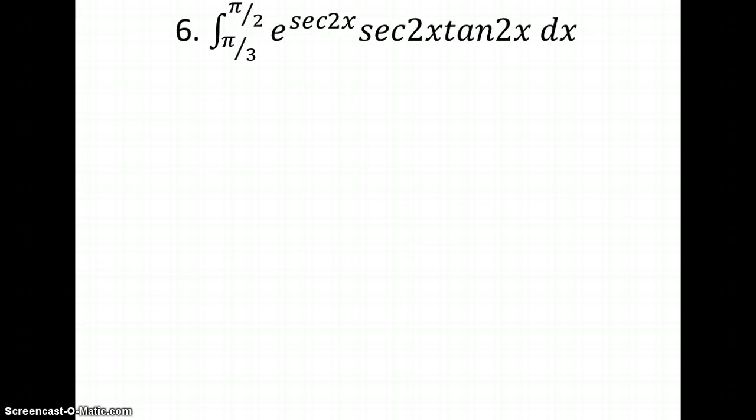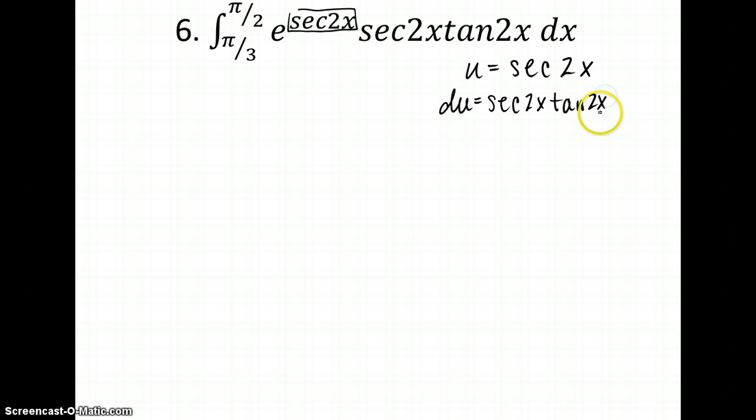Alright, so let's look at another one. Antiderivative of e to the secant of 2x times secant of 2x tan of 2x. There's a lot going on here. There's a lot of possibilities that we could begin for u, but let's stick with choose the exponent first. If that's not right, then you can look at other substitutions for u. So du, derivative of the secant function, is secant of u tangent of u. Using the chain rule, the derivative of 2x is 2.